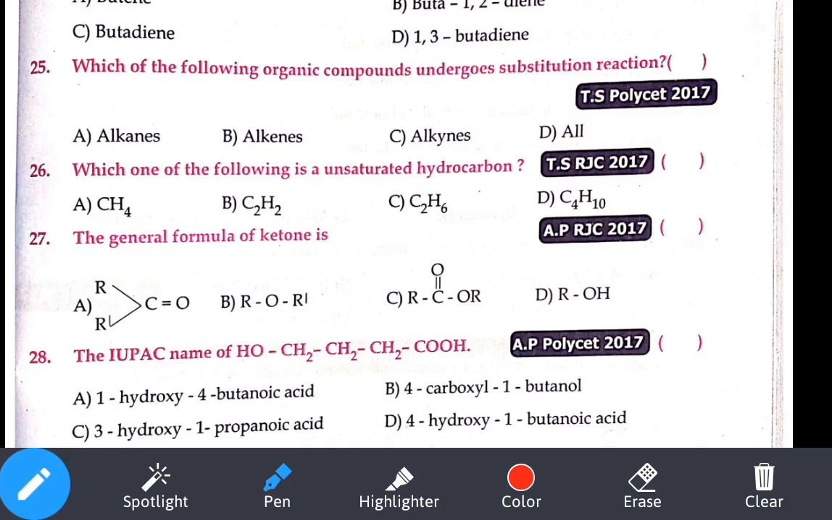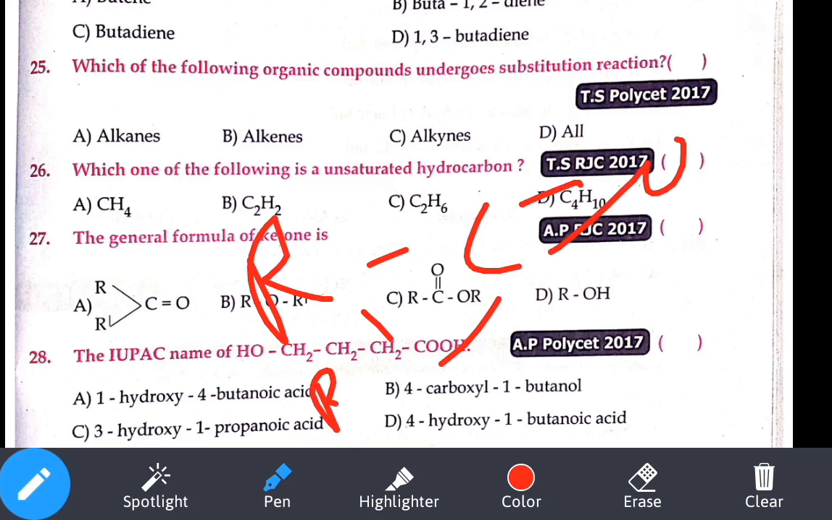The general formula for ketone. A few minutes back I told you, RCOR'. Option number A.